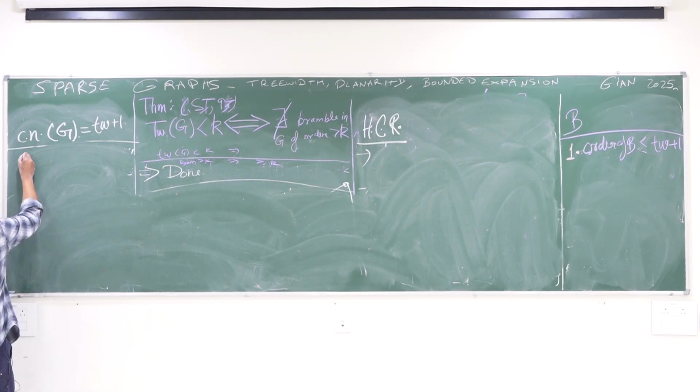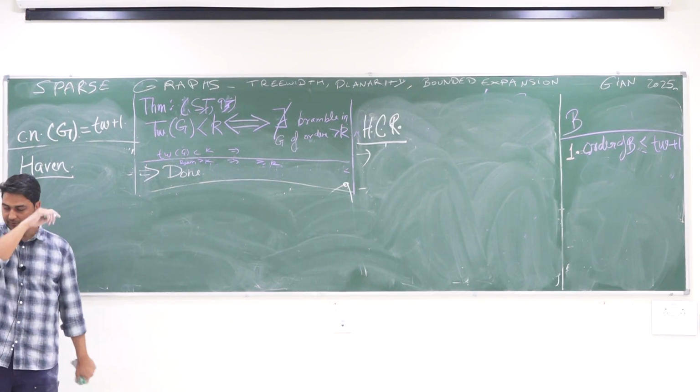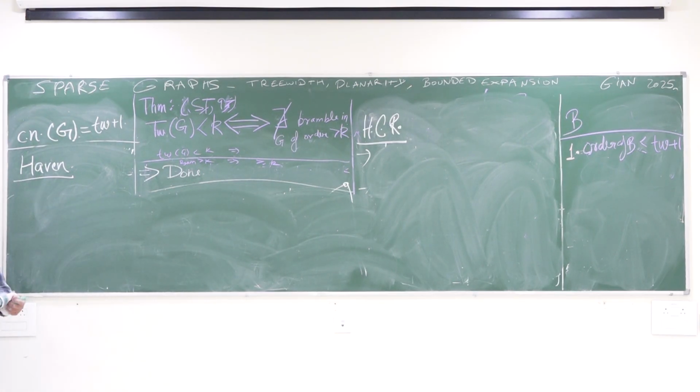Now we define something called a haven. Till now we have looked at the strategy of the cop. What is the cop doing? It is moving in one particular fashion. Till now you have proved that cop number is less than or equal to treewidth plus 1. Maybe I'll prove the same thing using a different technique.